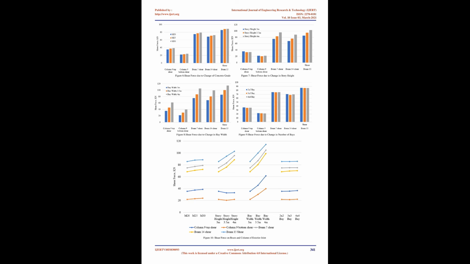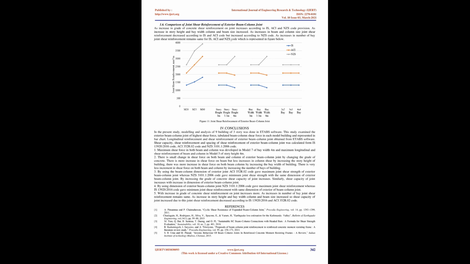Comparison of shear capacity of the exterior beam column joint. According to the ACI code, ACI 352R.02 gave the maximum shear strength of the joint for the external beam column joint. In all these codes, shear capacities of the joint depend upon the dimensions of the beam column joint and the grade of concrete. A bar chart of shear capacity obtained from the IS code, ACI code and NZS code is shown in the figure below.